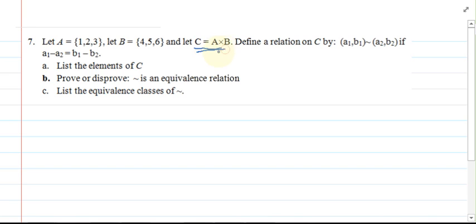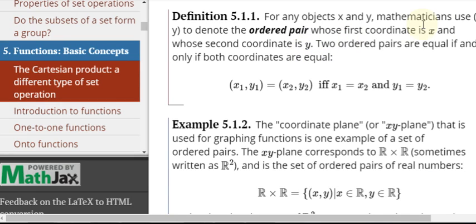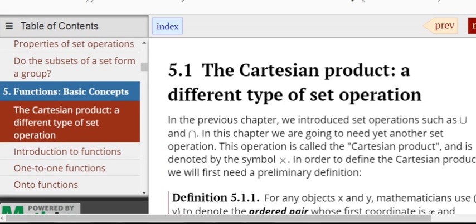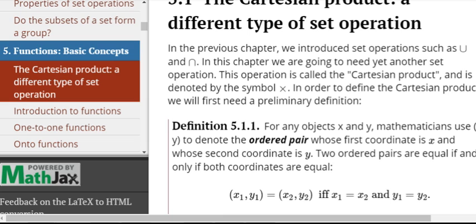Now what is this C? What does A cross B mean? This is ordered pairs. And you can go back to the book in the function section. It talks about Cartesian product, which is the symbol cross here. Here it talks about ordered pairs.